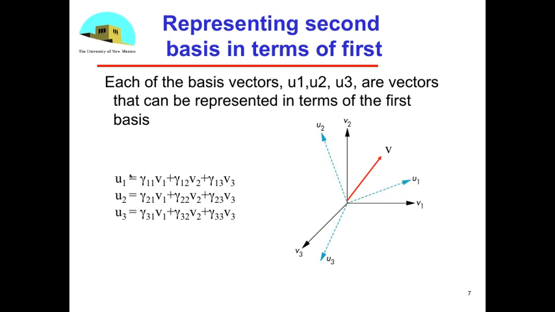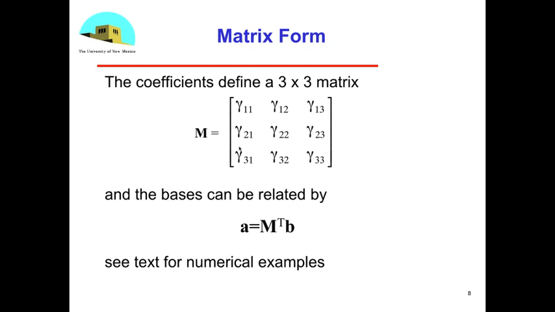So u1, the first basis vector in the second system, has three constants I'll call gamma 1,1, because it refers to the first basis vector, times v1, gamma 1,2 times v2, gamma 1,3 times v3. Likewise for the second one, it has a representation in terms of v1, v2, v3, and likewise so does u3. Well, that's going to define a 3 by 3 matrix with these 9 coefficients in it, which I'll call just M here.